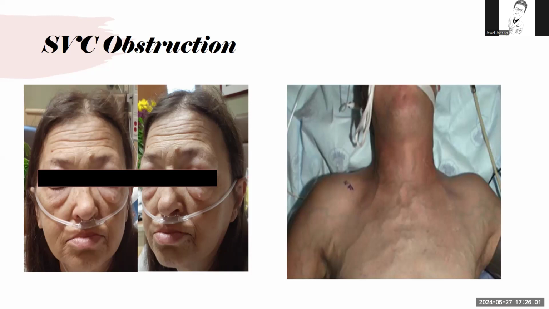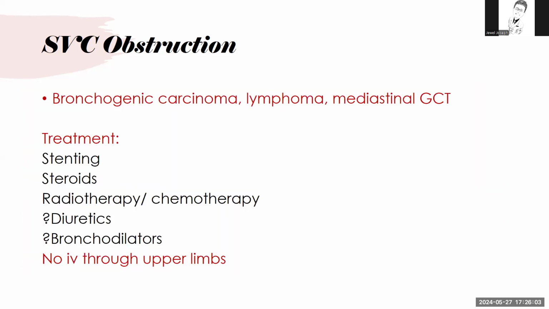Next slide, please. SVC obstruction can occur in bronchogenic carcinoma, lymphoma, mediastinal germ cell tumor, etc. The treatment, again: steroids obviously for acute situations, to reduce the compression and edema, we can give steroids, but the definitive treatment would be stenting.